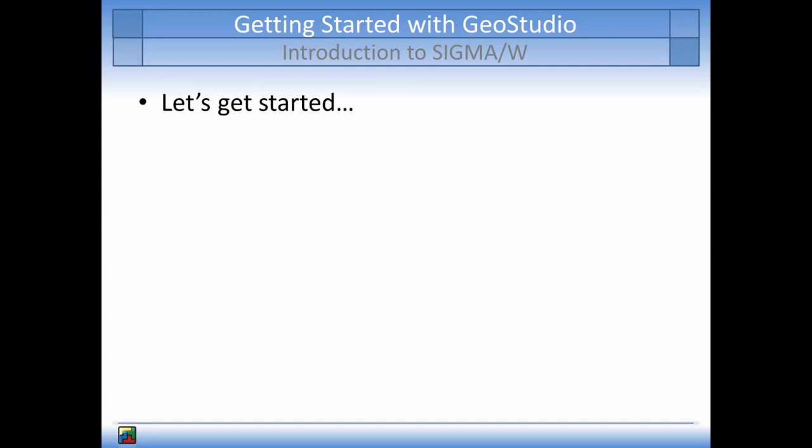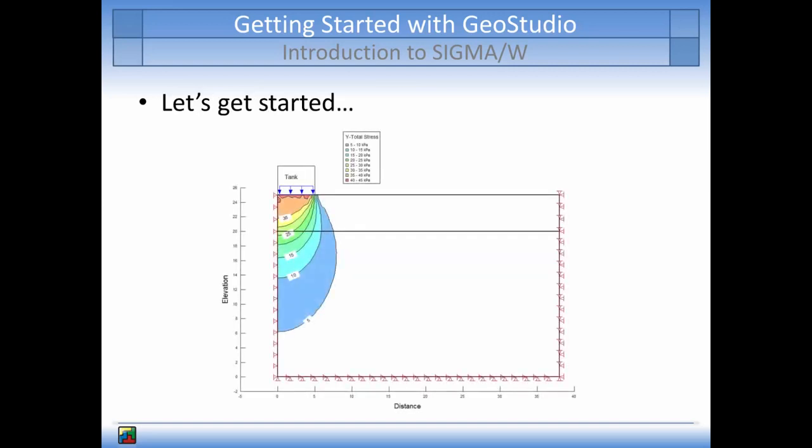So, let's get started. Here are some results of a stress and deformation analysis completed in SIGMA/W. The objective of the analysis was to determine the settlement of a circular water-filled tank. The upper 5 meters of soil have different properties than the underlying 20 meters. The tank is 10 meters in diameter with an applied pressure on the ground when the tank is full of 40 kilopascals.